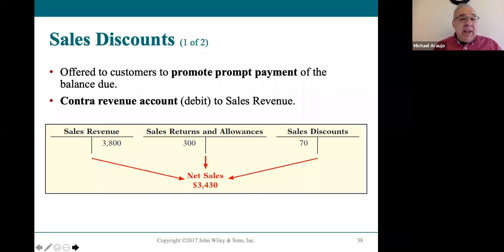All right, remember, part of the invoice to Salk Stereo was, look, if you pay us early in 10 days, you can take a discount.